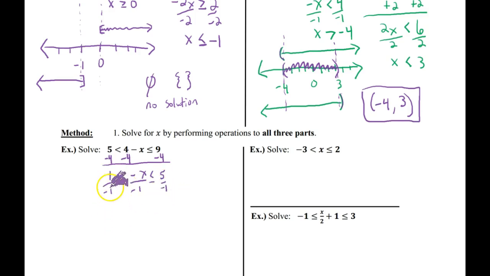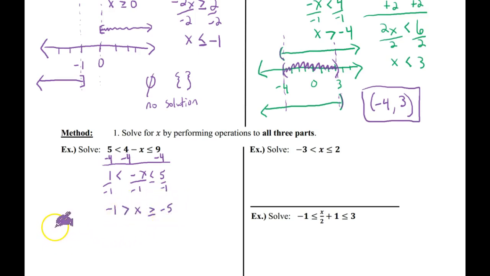So I end up with 1 divided by negative 1 is negative 1. I divided by a negative, so I need to flip the direction, just like we would before. I have positive x in the middle, I divide by a negative, I flip the direction, and then of course 5 divided by negative 1 is negative 5. So this is what we call a closed interval, meaning that it is between 2 values.